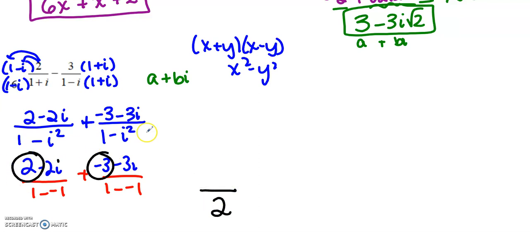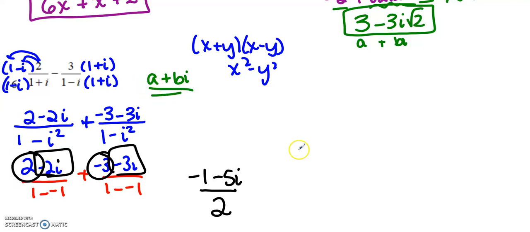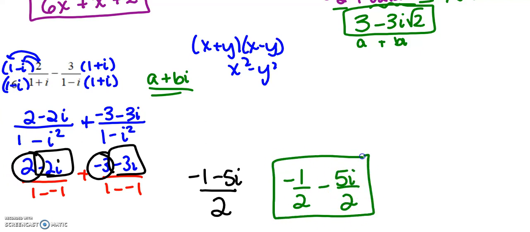Real part, imaginary part, imaginary part. But standard form should be in a plus bi. So I'm going to split this into negative 1/2 minus 5i over 2.